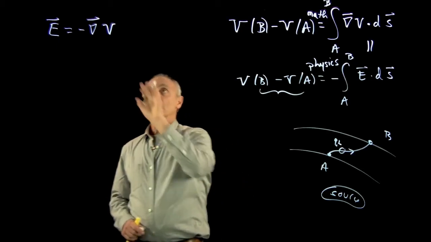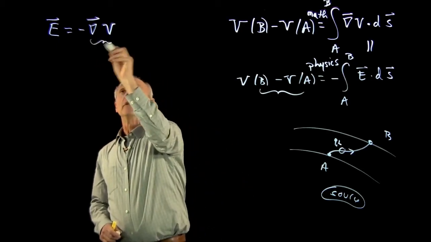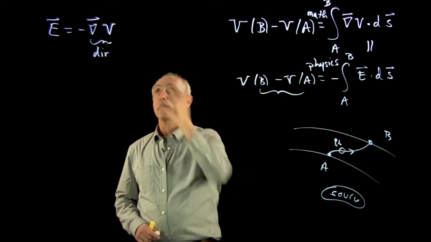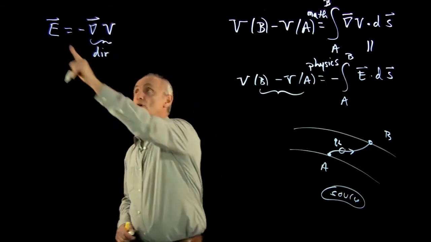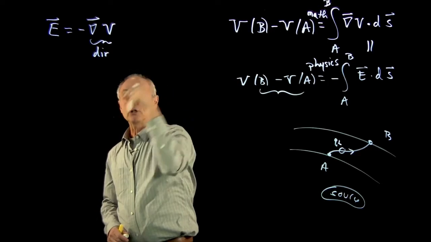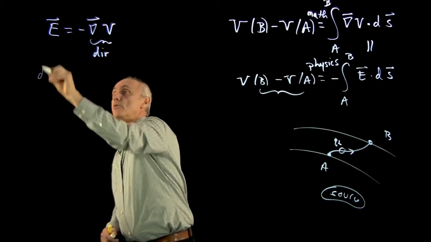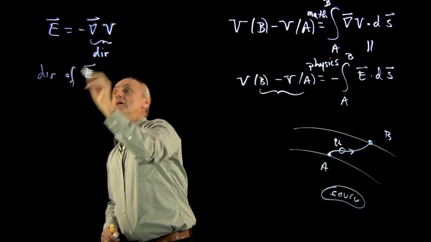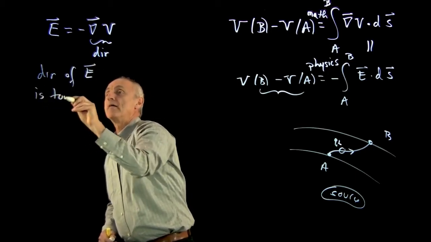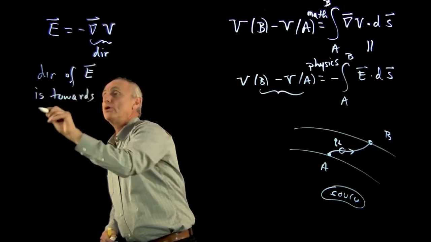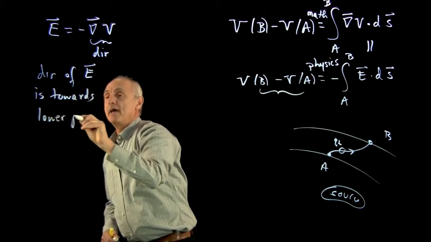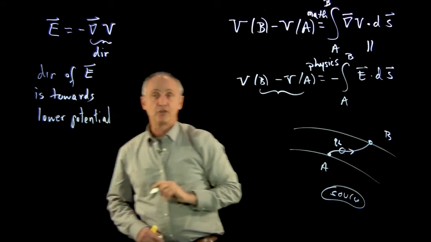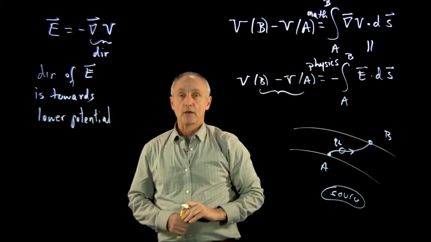It also tells us, recall that the gradient points to higher potential, so the electric field points to lower potential. So the direction of our electric field is towards lower potential. And that's a conceptual way to think of a lot of electric fields for various sources that we'll look at.